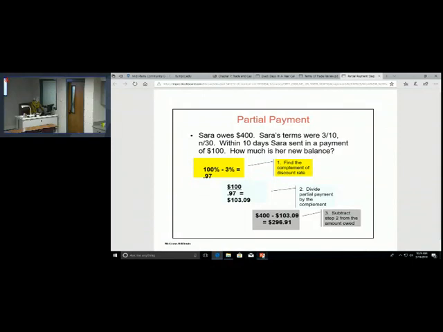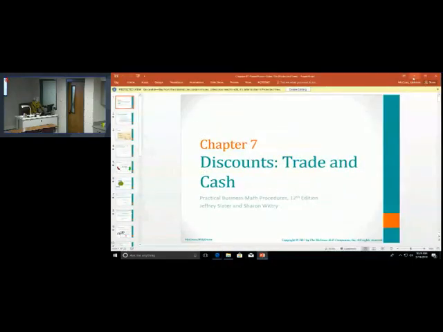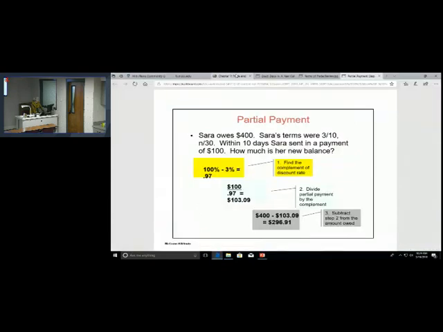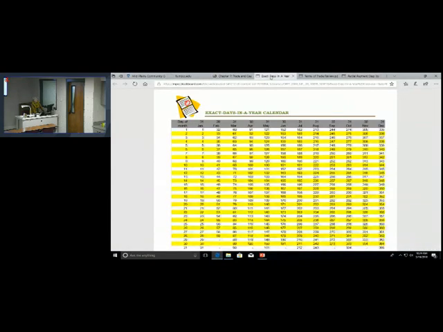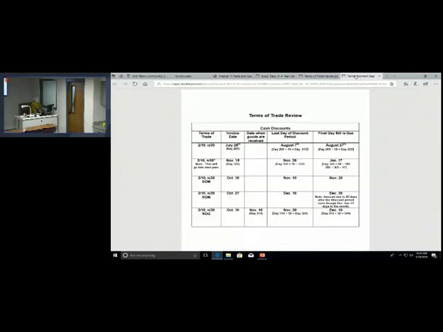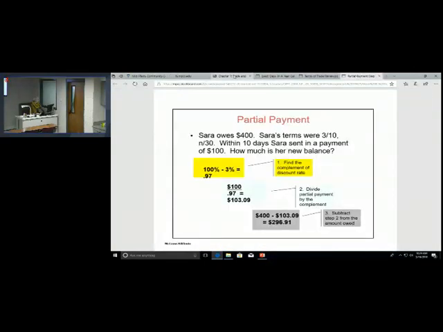Once again, the PowerPoint, have it ready to go. Have your book open. This calendar, we're going to use this calendar for the rest of the semester. I'll give you a little tutorial on how to use that. Again, the terms of trade review and this partial payment. Those are the main things that I have provided for you in the Chapter 7 folder.